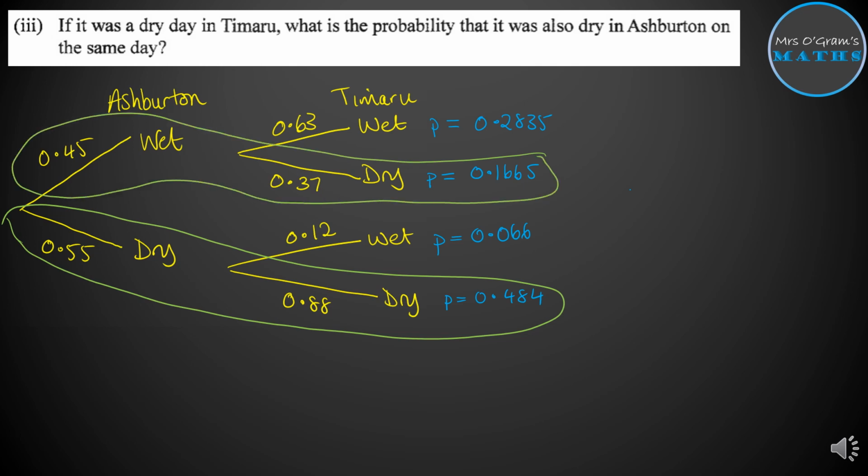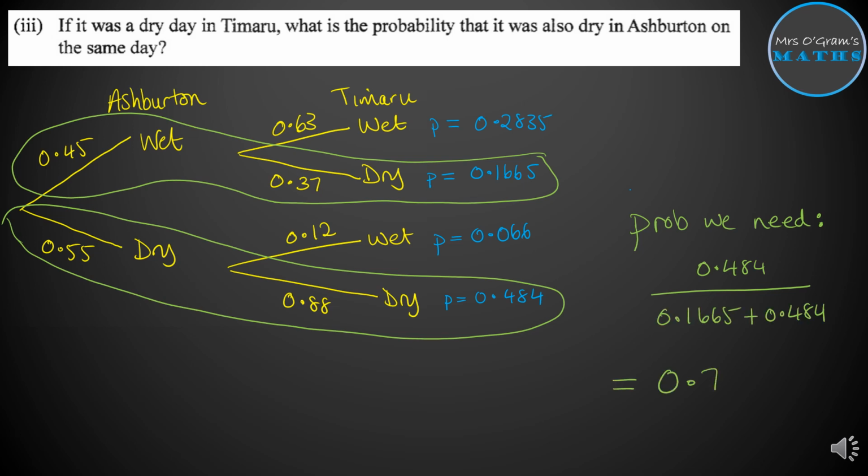For part 3, I've just copied across the tree diagram again, but this time including the probabilities of each branch at the side, because we've worked out most of them already. And now we want to work out what's the probability that if we know it was a dry day in Timaru, we will also have a dry day in Ashburton. So it's a conditional probability. We're restricting down the branches that we want to look at. So we will only consider our new total to be for all the days that are dry in Timaru. So that's this section here and this section here. So there.